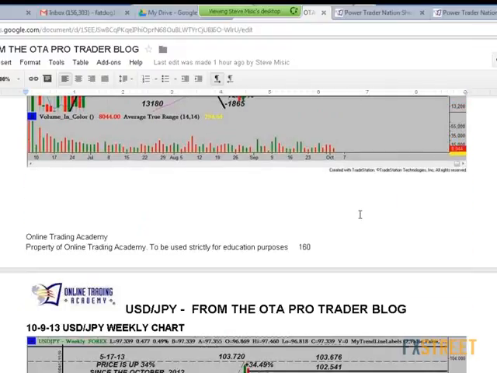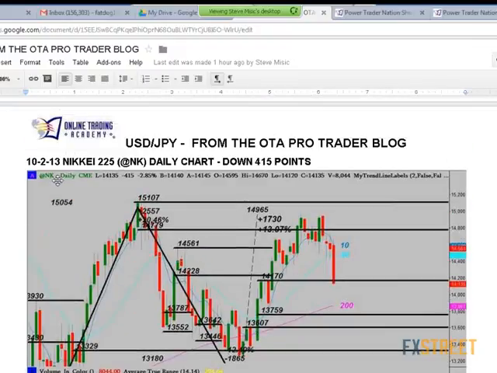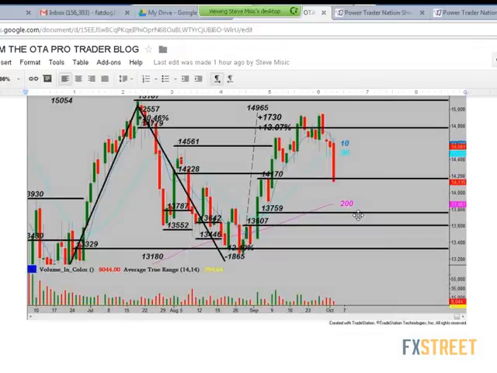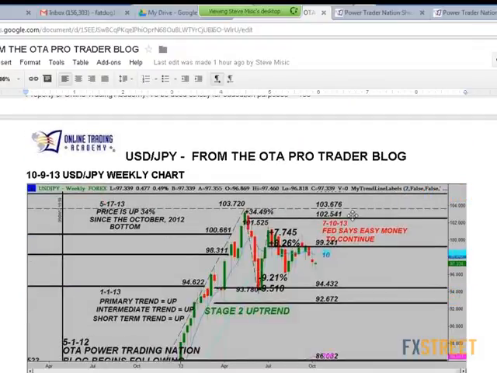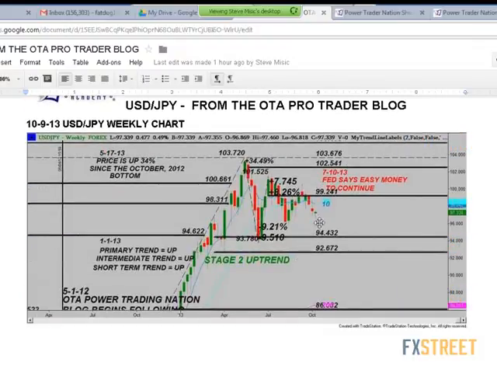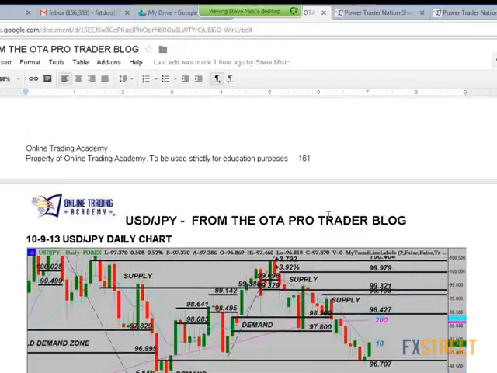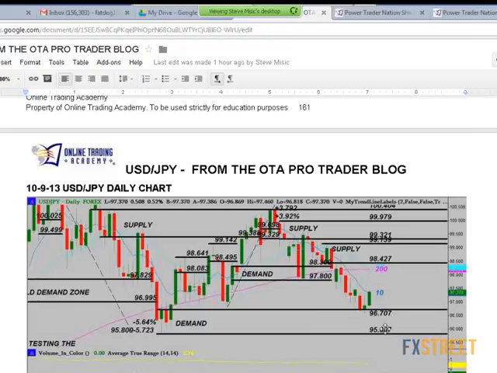So the Nikkei, because it came into demand, and this was daily demand, it actually started to bounce a little bit, and it'll kind of drag the dollar along with it when that happens. And of course, around the same time, we came down to that 96.70 demand level. And when we did, we turned around and we bounced out of there.